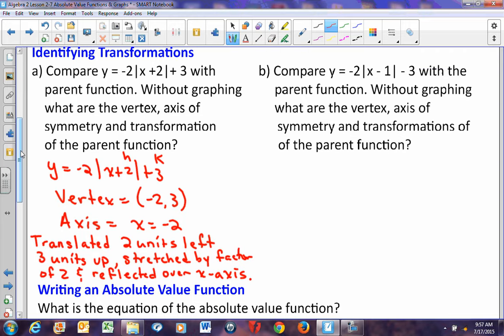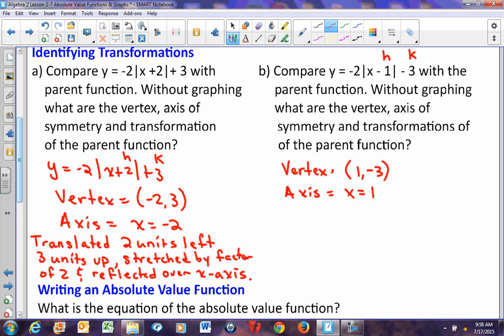All right, so let's compare y equals negative 2 absolute value of x minus 1, minus 3, and do the same thing. Remember h, k, so my vertex is (1, -3). My axis of symmetry is x equals h, so that would be x equals 1.